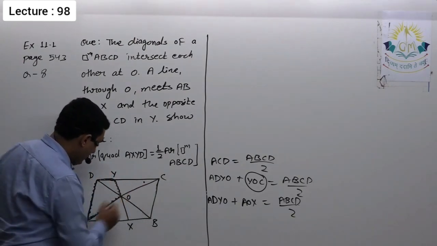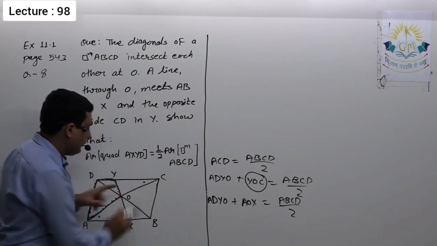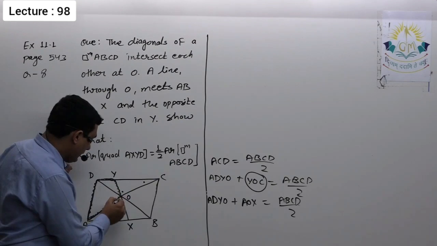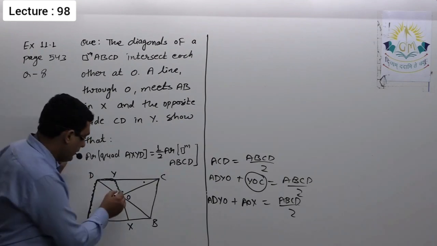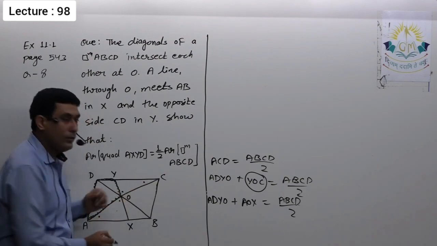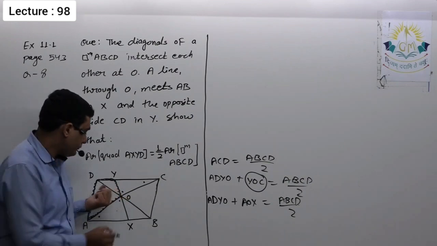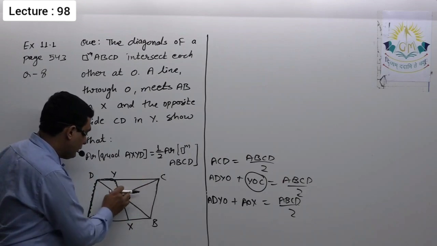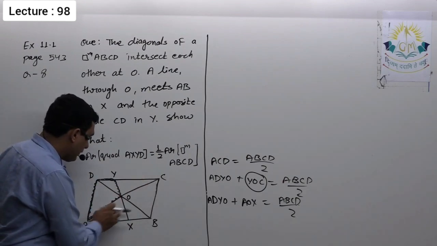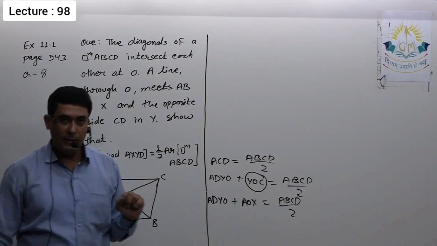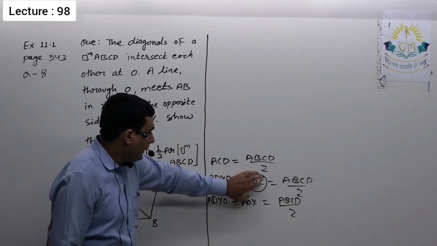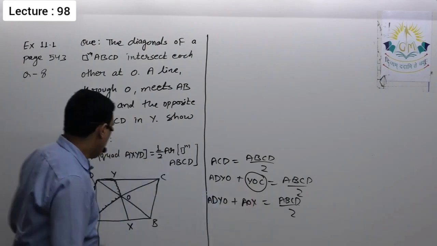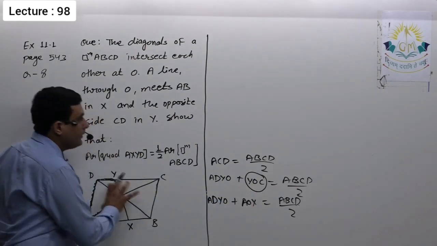See, this angle will be equal to this. If I talk about these two triangles, these two are the alternate interior angles. This angle is equal to this vertically opposite angle, and OC equals AO, because the diagonals of a parallelogram bisect each other. So these are congruent. We can say their areas will be equal, and then we can replace area of triangle YOC by area of triangle AOX. So first of all, we have to prove these two triangles congruent.